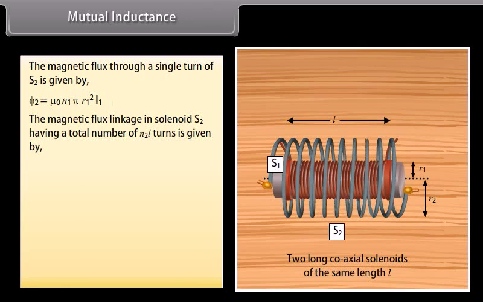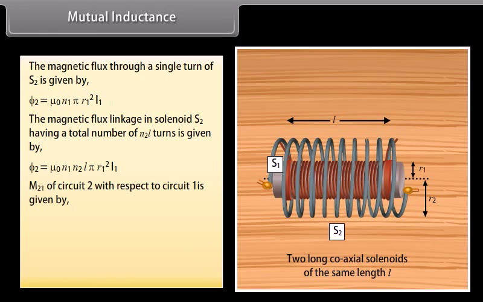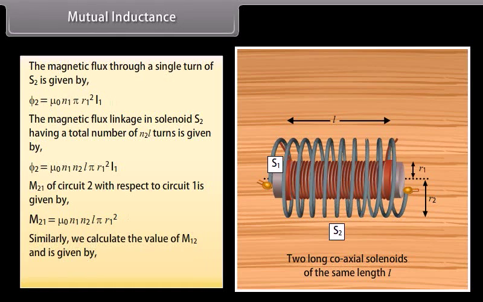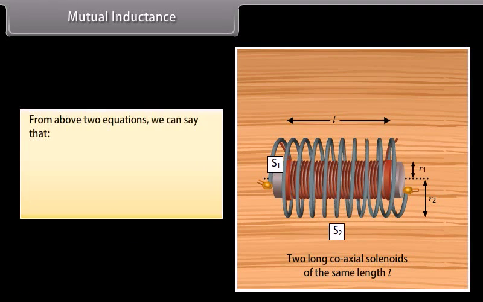The magnetic flux linkage in solenoid S2, having a total number of N2L turns, is given by mu naught N1 N2 L pi R1 square I1. The mutual inductance M21 of circuit 2 with respect to circuit 1 is given by mu naught N1 N2 L pi R1 square. Similarly, we calculate the value of M12, which is also mu naught N1 N2 L pi R1 square. From the above two equations, we can say that M12 is equal to M21, which equals M. And the value of M is given by mu naught N1 N2 L pi R1 square.